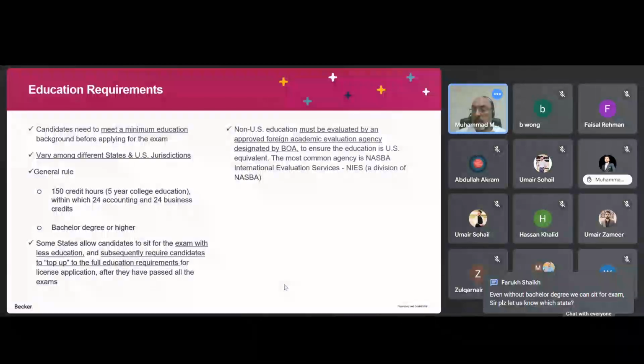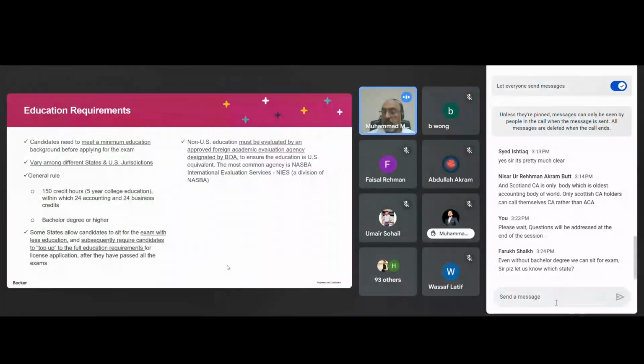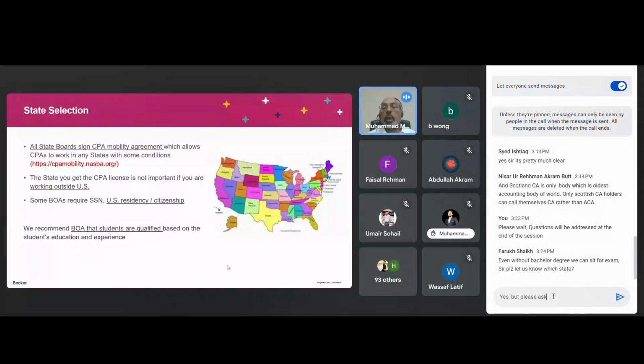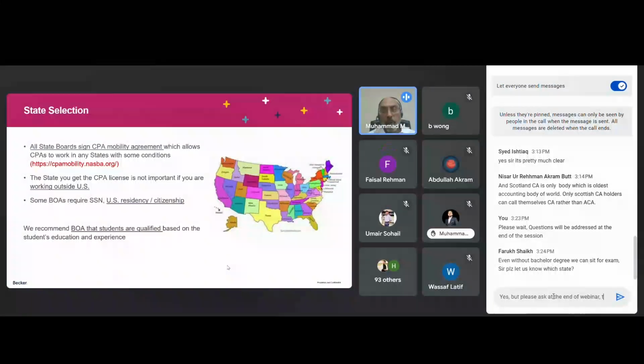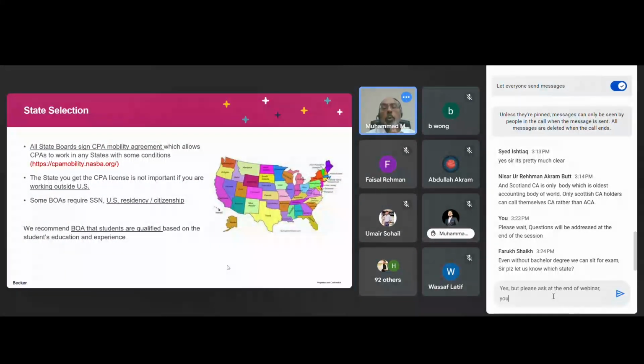So we recommend the student go to the state where their current qualification or education is acceptable for taking the exam. Actually, this is our basis for it. Because let me tell you, some people come to me and say they want to go to New York State. So I say, hey, you are a chartered accountant of Pakistan.